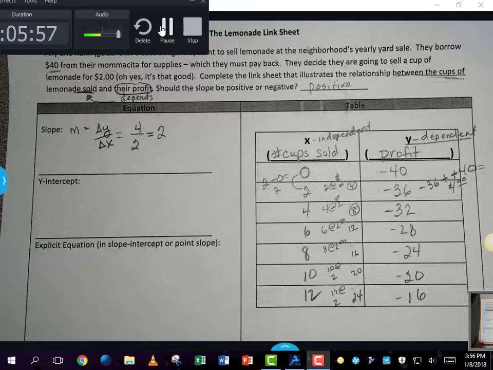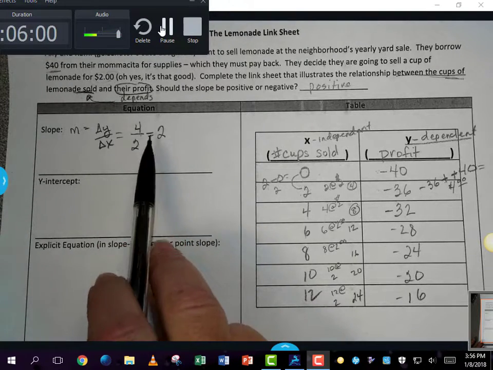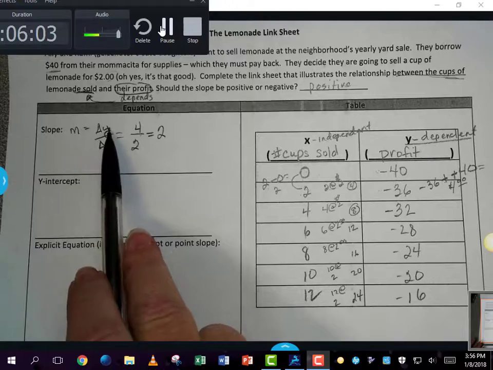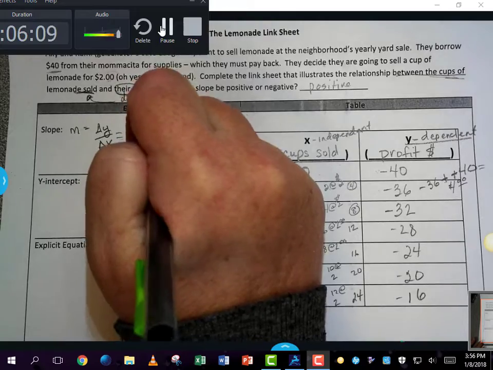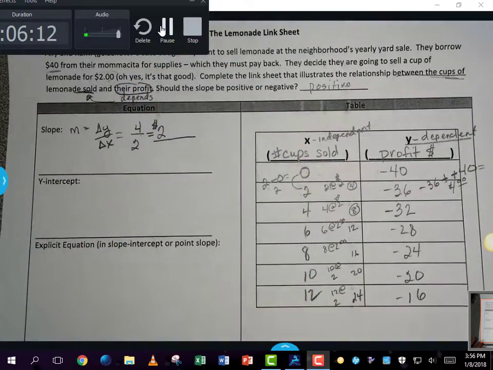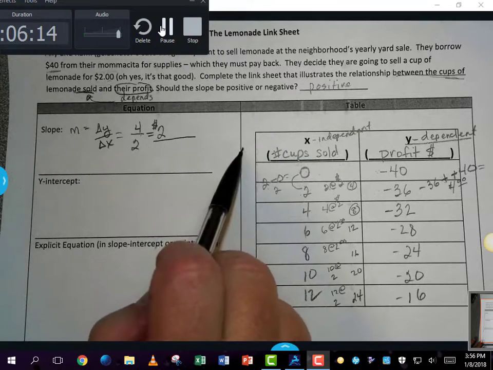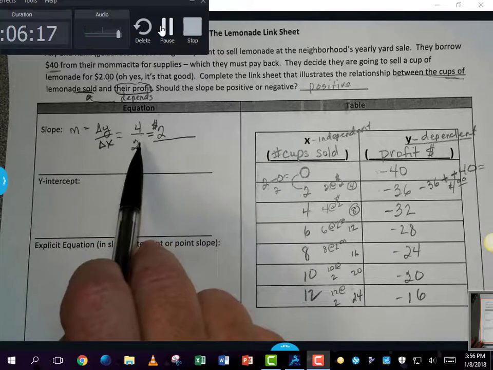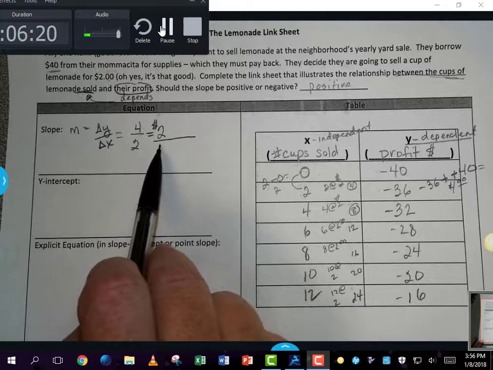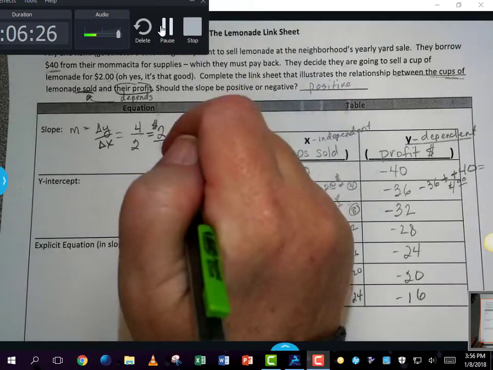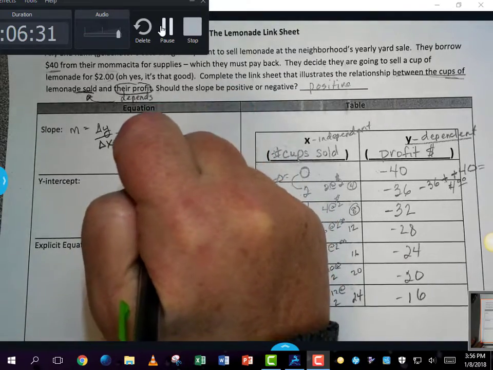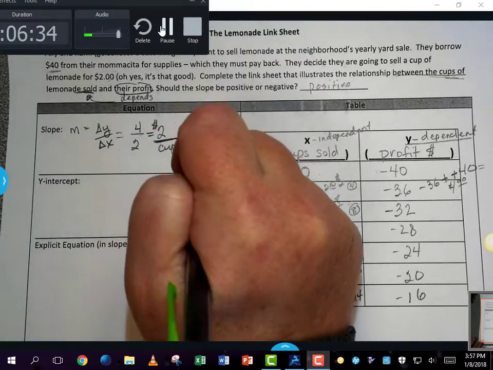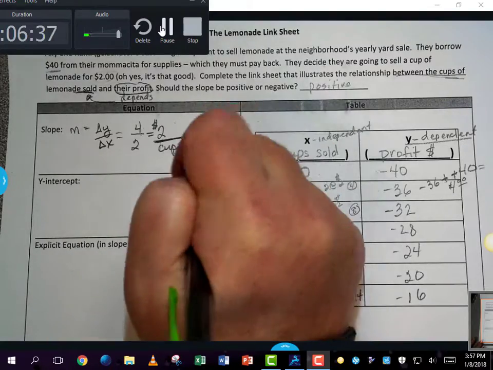But this is a scenario, so we need to have some units here. It's 2 what? Well, the change in y is the profit. It's money, right? It's dollars. So it's $2 per, the change in x is, when I reduce it, 4 divided by 2. I get 2, basically 2 per 1, 2 over 1. 1 what? 1 cup sold. So it's $2 per cup of lemonade sold.